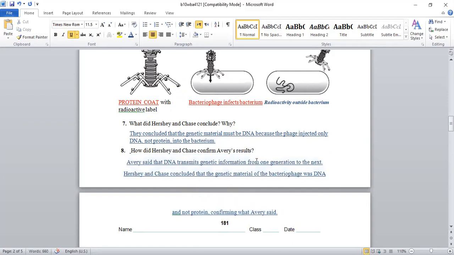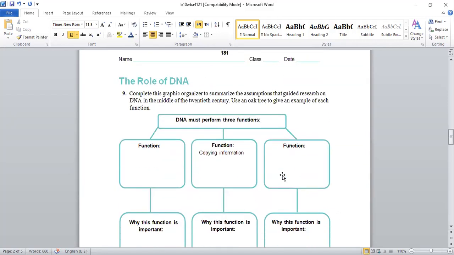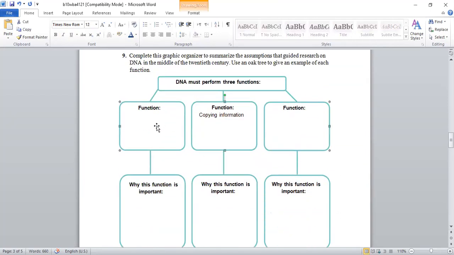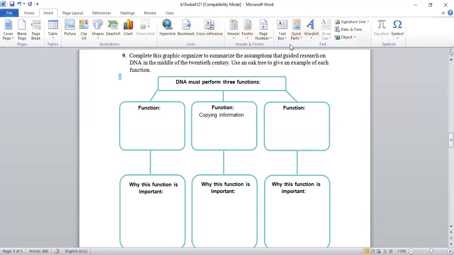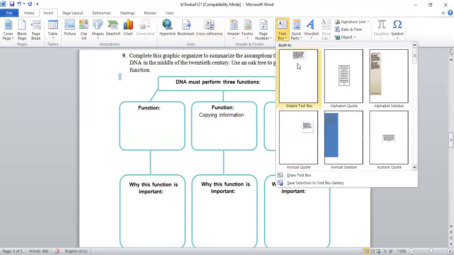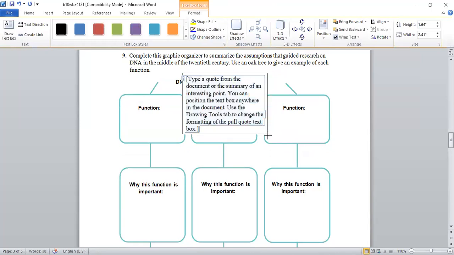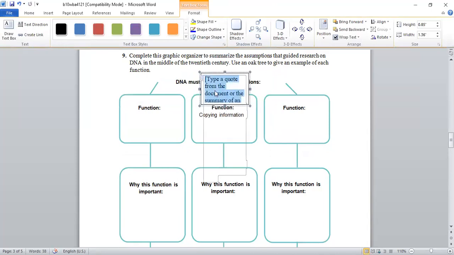How did they confirm Avery's result? Hershey and Chase confirmed Avery's results because Avery said that the DNA is the genetic material. Here they proved also that the DNA is the genetic material. Now, the DNA performs 3 functions. Bara, tell me the first function. The first function is storing information. Thank you.